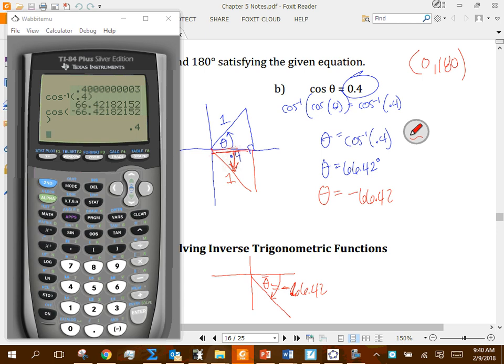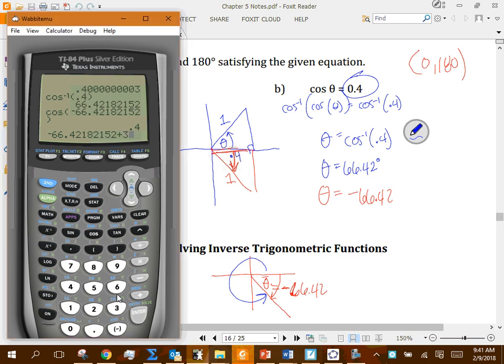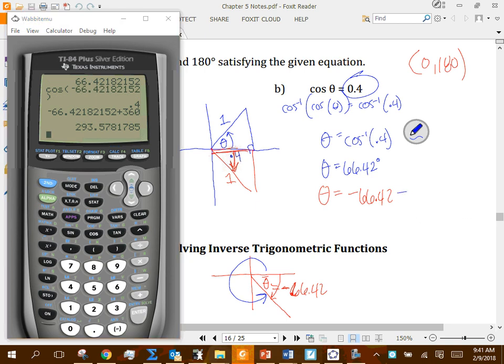Okay? Now, another thing to think about is that we don't necessarily like dealing with negative angles, right? So maybe you find out, yeah, it's negative 66.42, but we don't like that. So we're going to take that negative 66.42 number, and what can I add to that to make it positive? Shouldn't that angle of negative 66.42 be the same as that angle right there? So what can I add to it? 360. Okay, so these two things are coterminal.